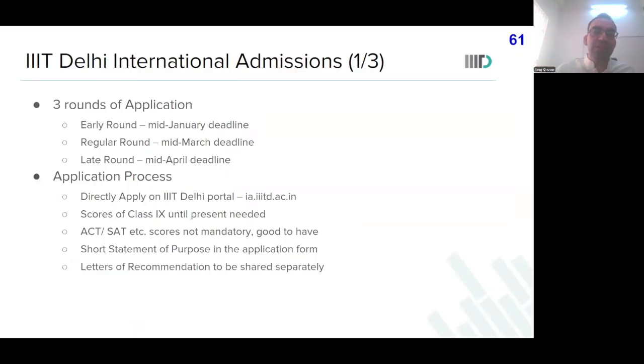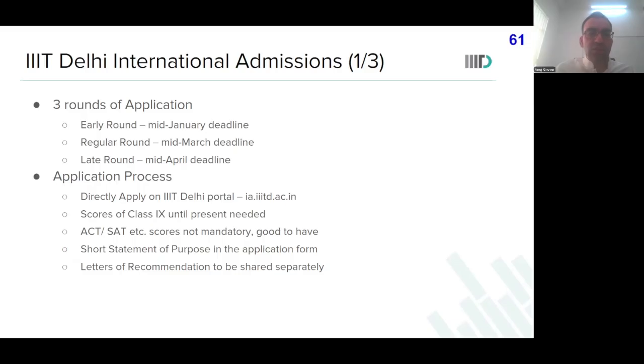Application process involves you first directly applying to the IIIT Delhi portal. Here, since many of you are still studying and have not completed your class 12th, you would not have the board exam results or the class 12 final marks. So we look forward to your scores from class 9th until 11th, or in fact, even the midterm exams of class 12th.